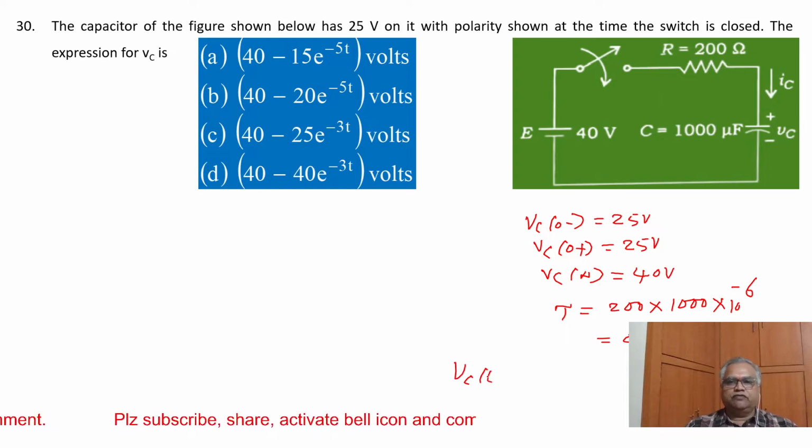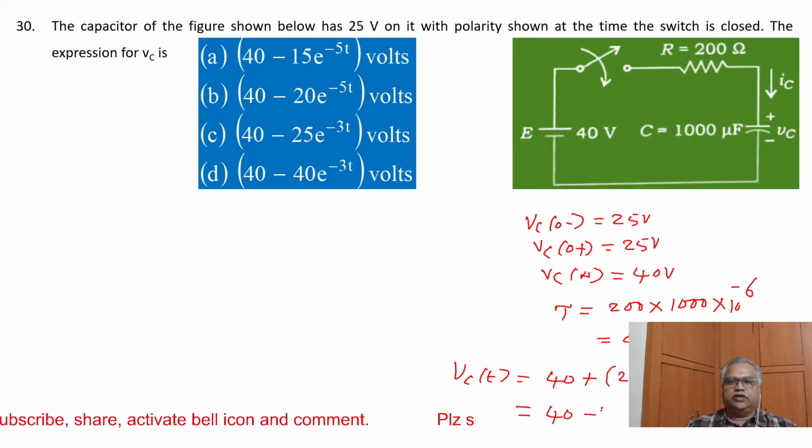So therefore Vc of t is equal to final 40, plus initial 25 minus final 40, e power minus t by tau. Tau is 0.2. So you will get 40 minus 15 e power minus 5t. Okay, so A is correct. You can't use any elimination method here; completely you have to solve.